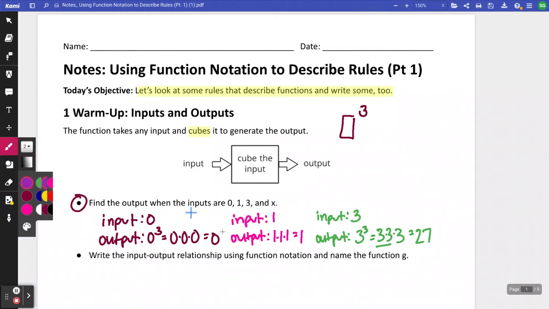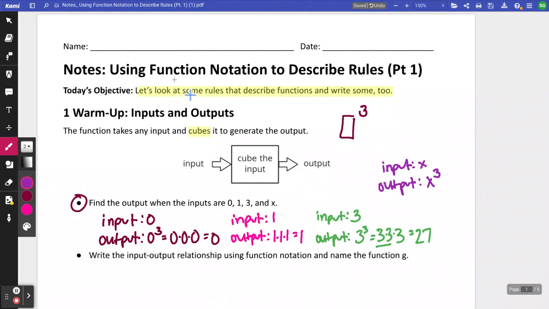Well, if our input is x, I can't actually do any of the math because there's no number here. But I can describe what the output would be, because whatever we put as our input, I just need to cube it. So if my input is x, my output would be x cubed. And this is the direction we're going today.